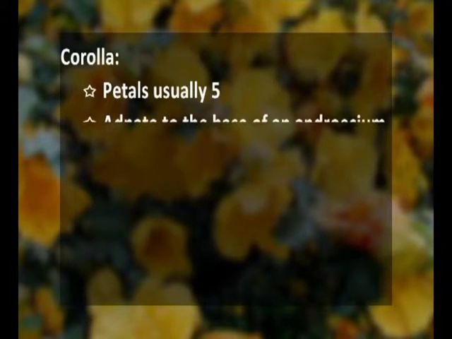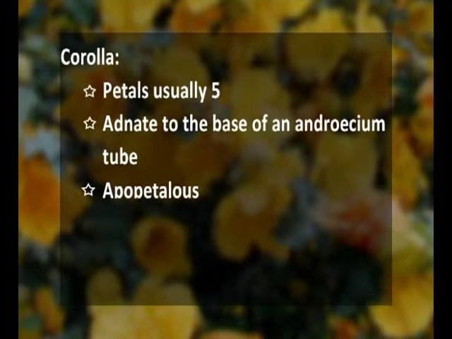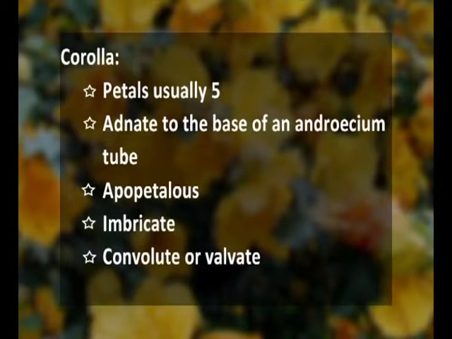These petals are adnate, that means they are fused to the base of an androecium tube. They are free, that's why we call this corolla apopetalous. The aestivation is imbricate, or sometimes convolute or valvate.